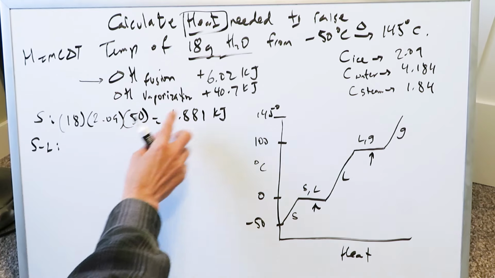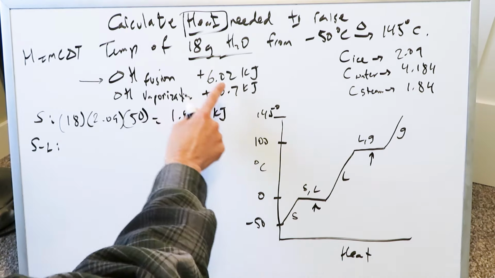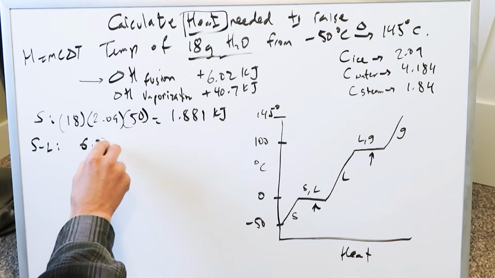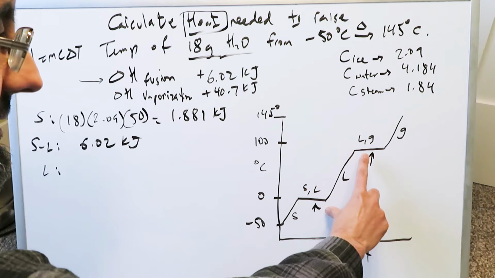You don't have to do a calculation because this is the amount of energy absorbed for this conversion for 1 mole of water. 1 mole is 18 grams, so we have exactly what we need, 6.02 kilojoules for that transition. Now we have to calculate this right here.